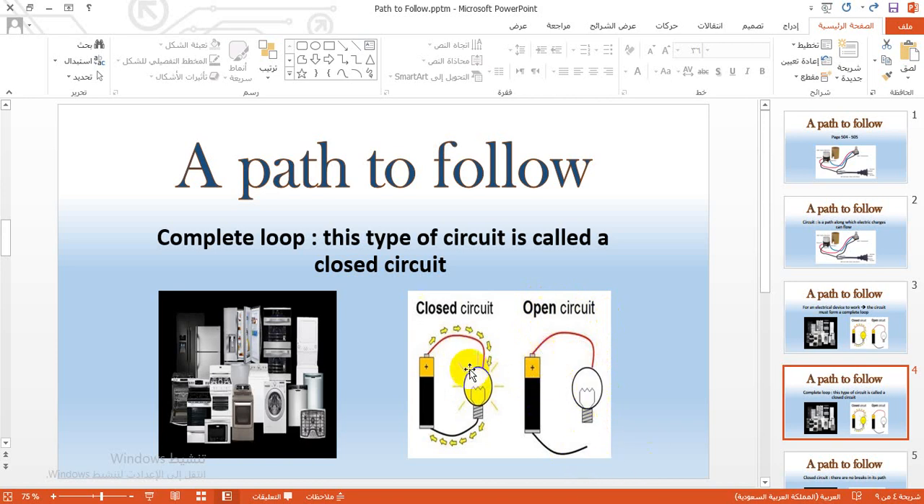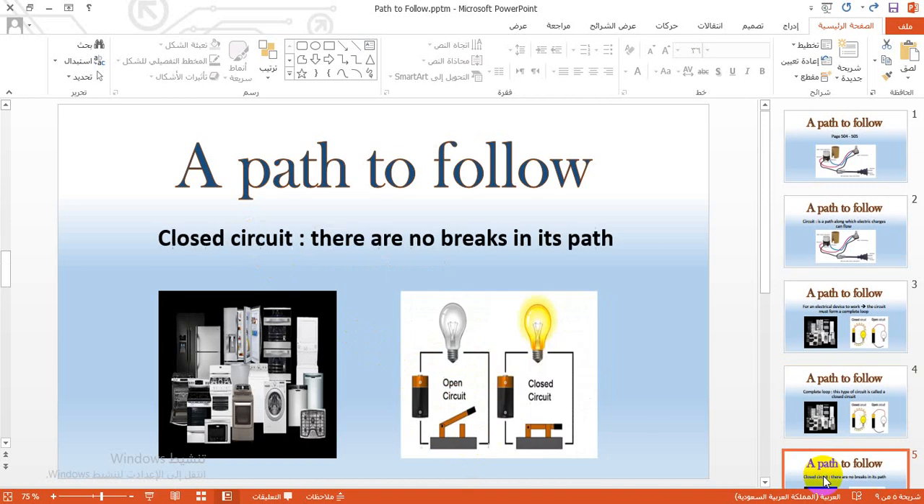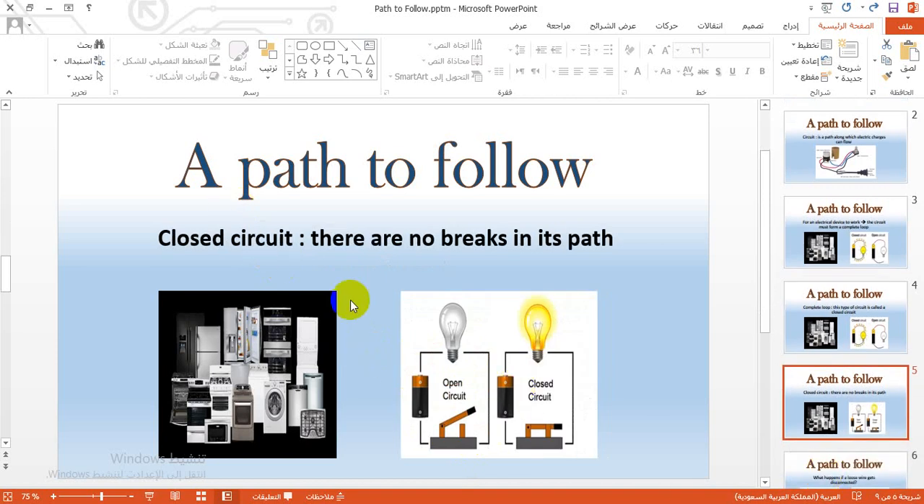So this one is the complete loop. The closed circuit always has a complete loop. Now this is the closed circuit, because the light is on, they switched on the light.